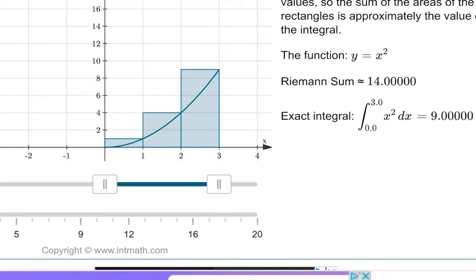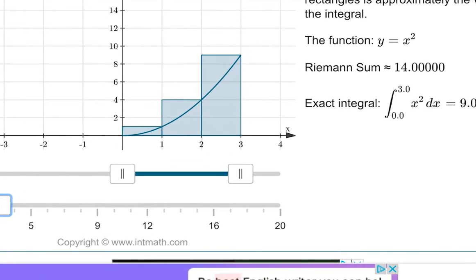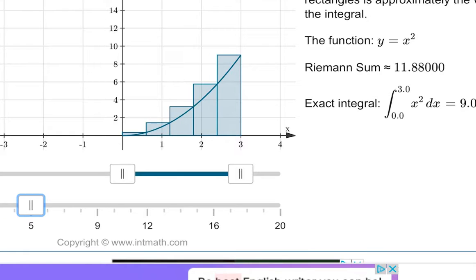Now if we went back to just 2 rectangles, oh whoops, I changed the limits of integration. If I went back to 2, sorry folks, maybe it won't let me go to 2. Yeah, there's 2. So 16.87. You can see the area is getting bigger. Now what happens if I increase the number of rectangles? What do you notice about the area? And what do you notice about the error?